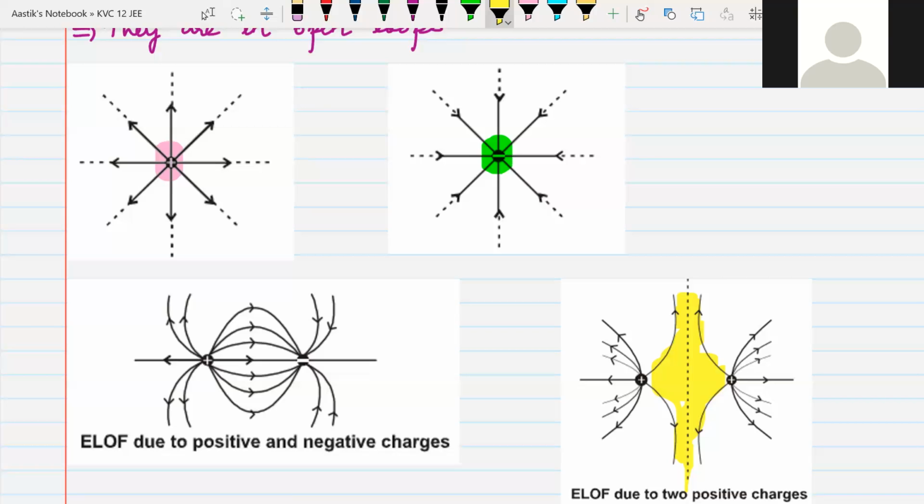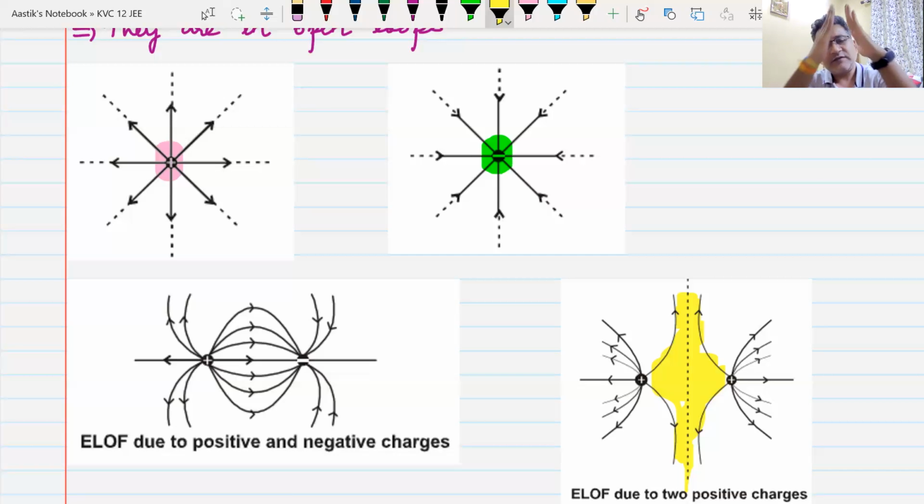Sir, yes, beta. Why are field lines curved? We will come to that, because they cannot cut or cross each other. That is why they are curved. Whenever electric field lines from one charge go to the other charge, they cannot cut or cross each other, so they have to become curved. That is the next point we are going to do: why they cannot cut, cross or touch each other.